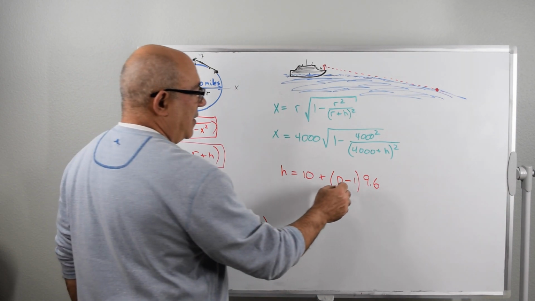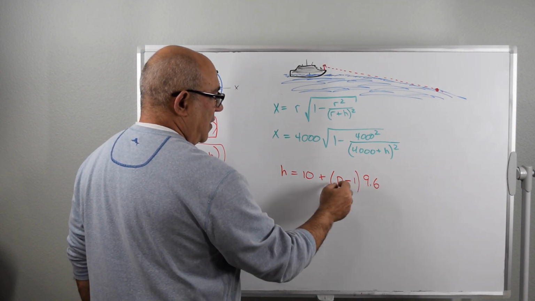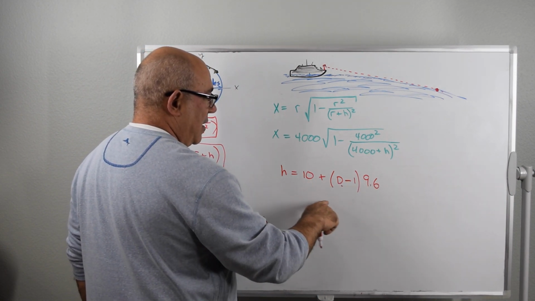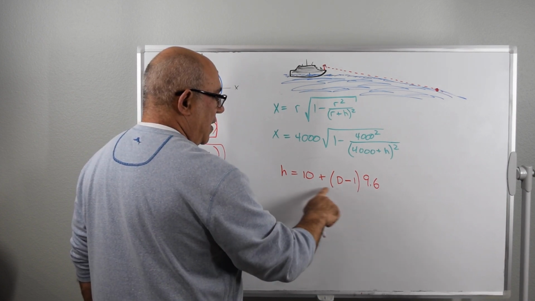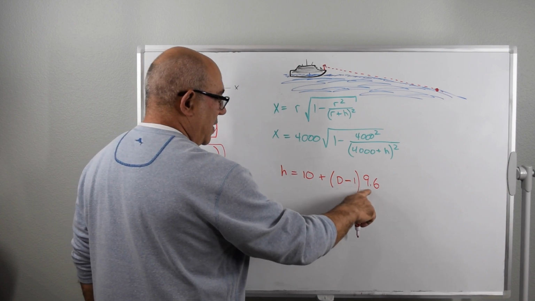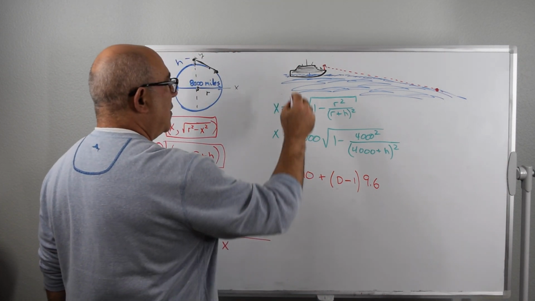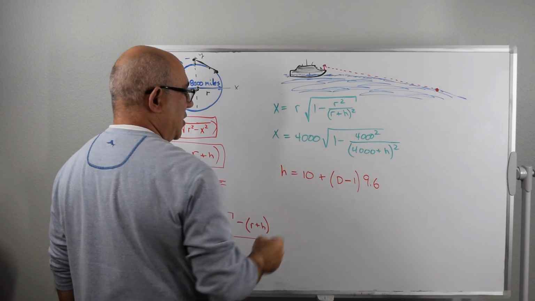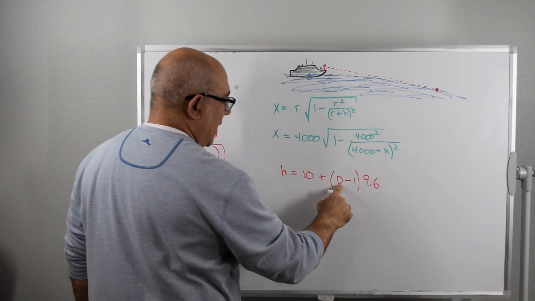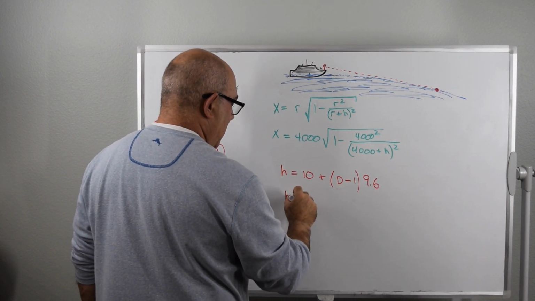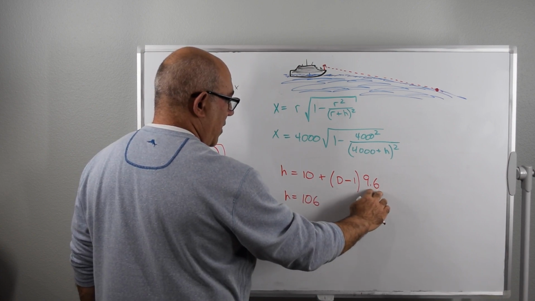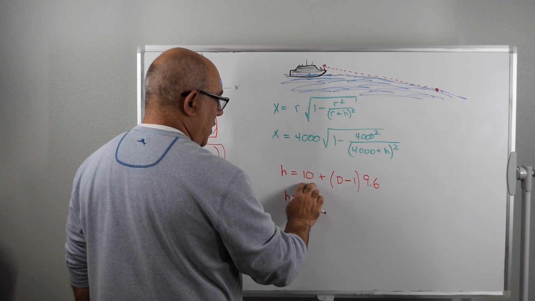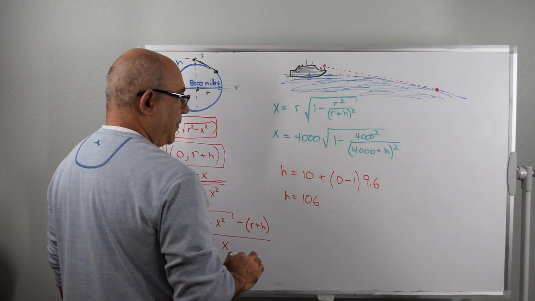So if I'm on deck 1, then this is 0, my height is 10 feet. If I'm on deck 2, then this is 1 times 9.6, then my height is about 19.6 feet. So I was on deck 11 when I was looking out. So if that's 11, then H is going to be 106, right? Because that's going to be 10 times 9.6, that's 96, plus 10 is 106.